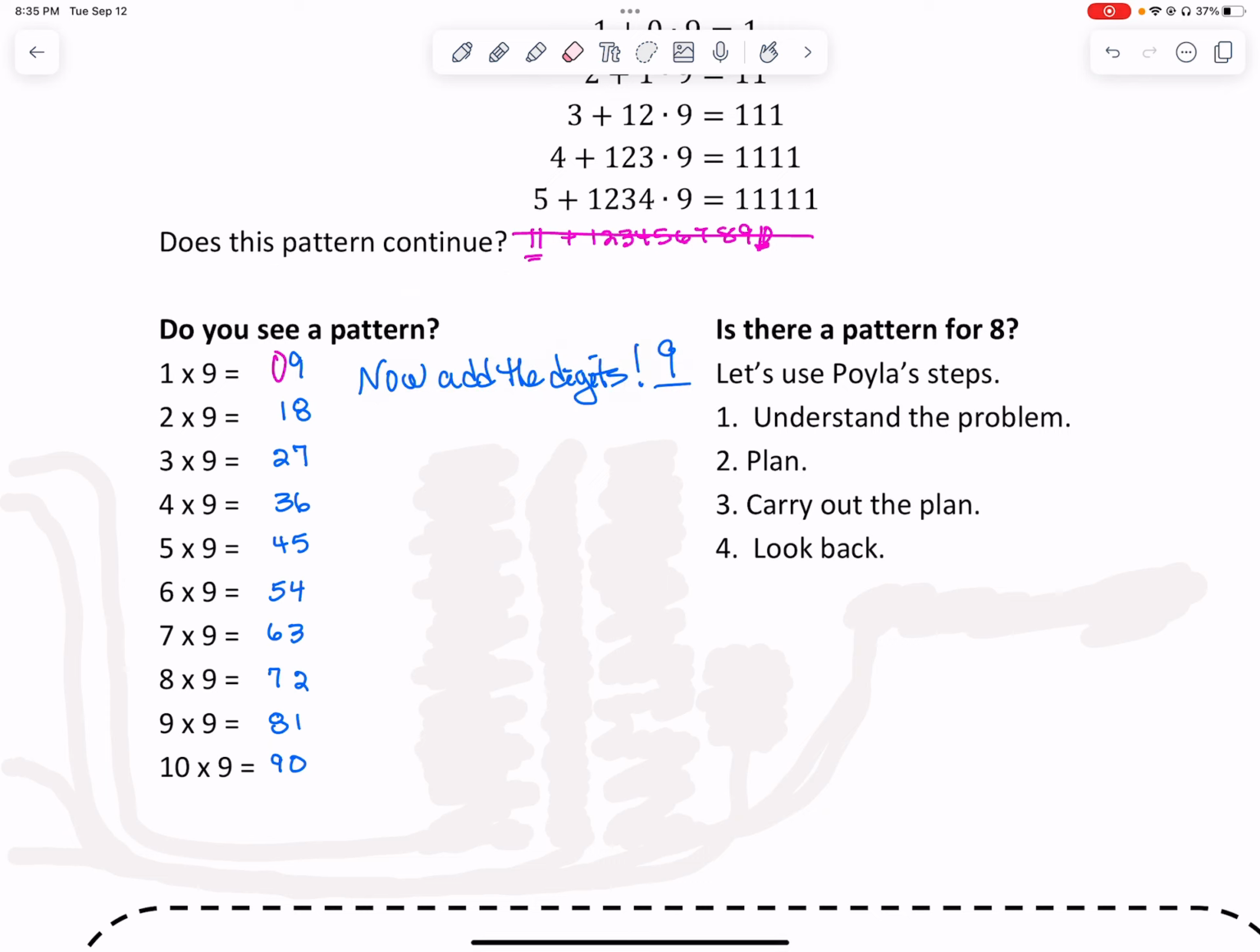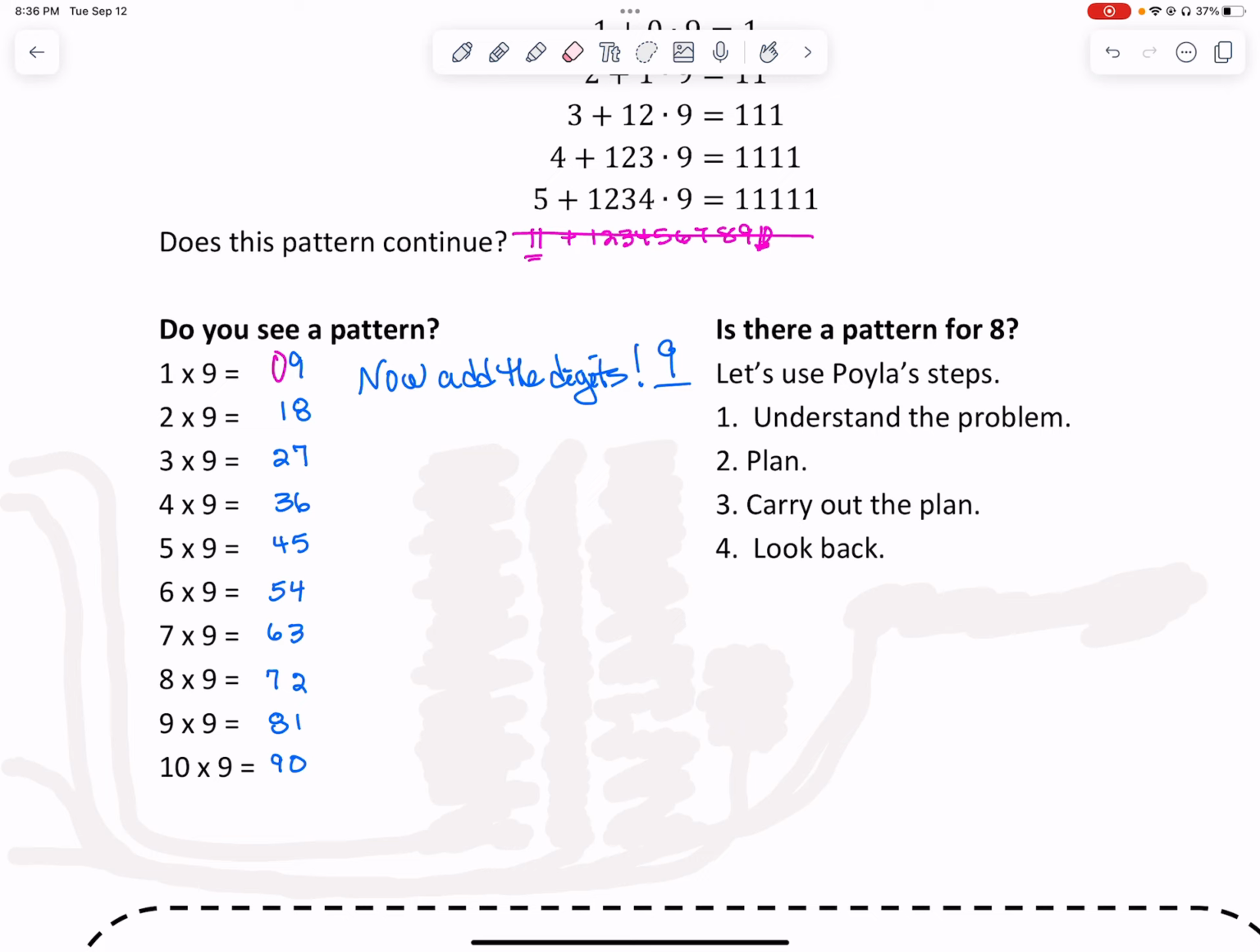Also, what about adding up all the digits? 0 plus 9 is 9. 1 plus 8 is 9. 2 plus 7 is 9. 3 plus 6 is 9. Isn't that cool? Y'all are geeking out right now. All right. If you're just geeking out just a little bit, that means I might turn you into a Math Geek yet. Okay. So that's a really cool pattern.